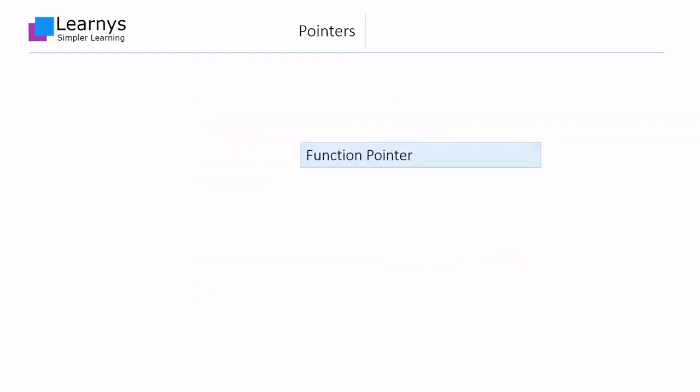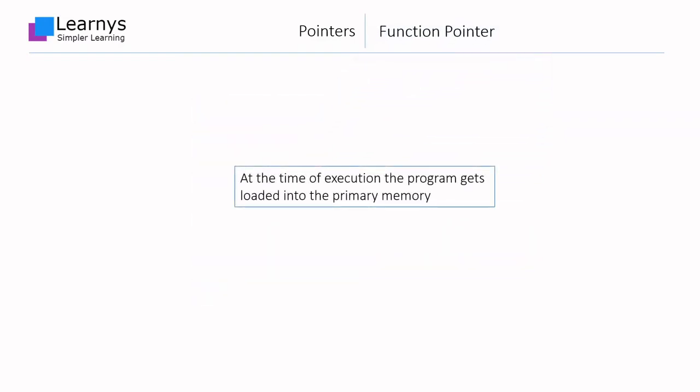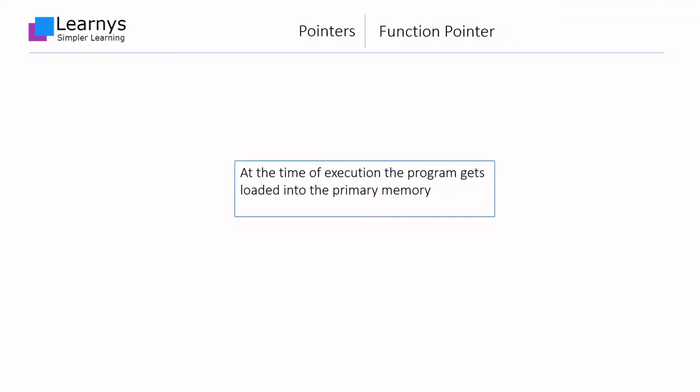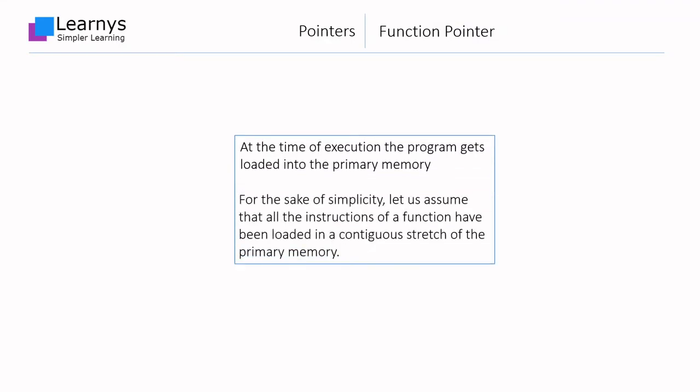As we have discussed earlier in this lesson, the compilation process converts your program into a sequence of executable instructions. At runtime, these instructions are executed in the primary memory of your system. For the sake of simplicity, let us assume that all the instructions of a function have been loaded in a contiguous stretch of the primary memory. The base address of this contiguous stretch of memory can be accessed with the function name.